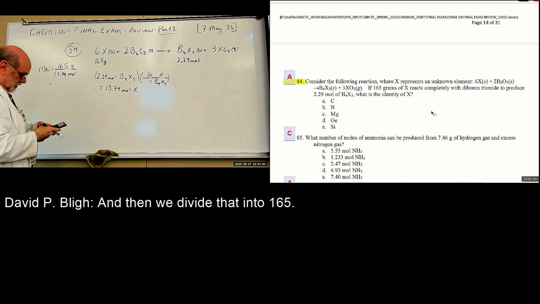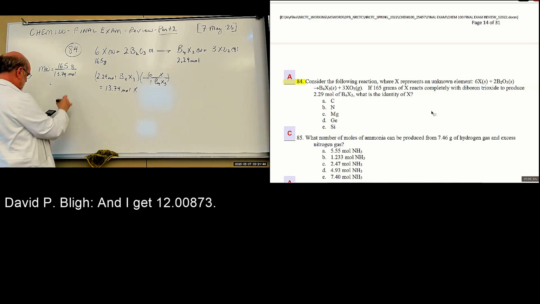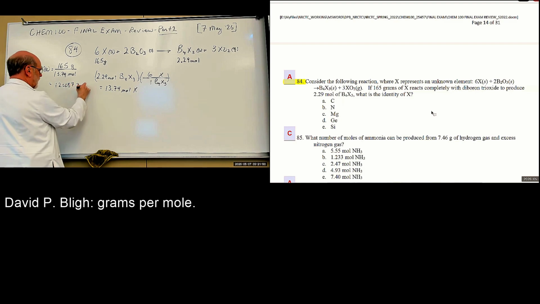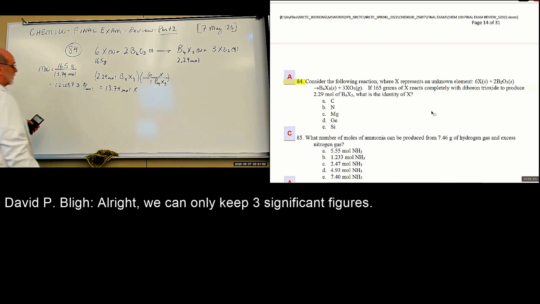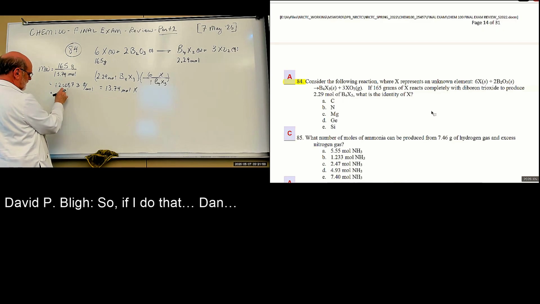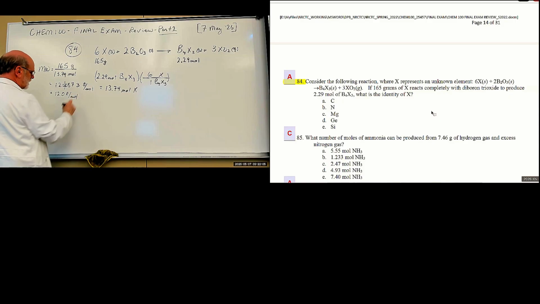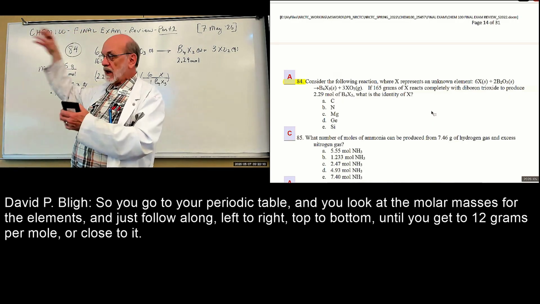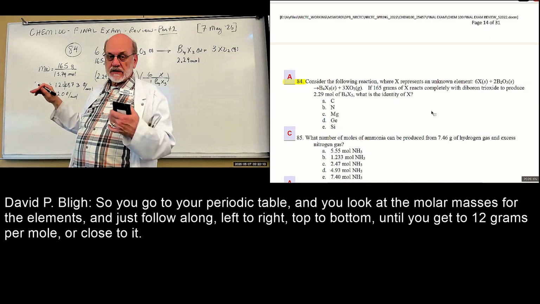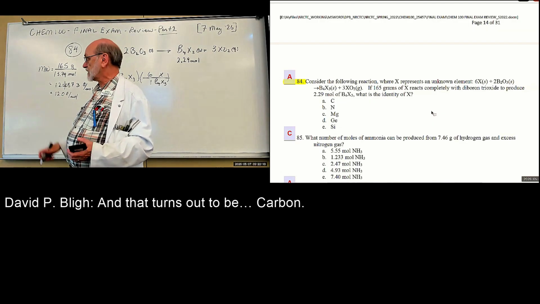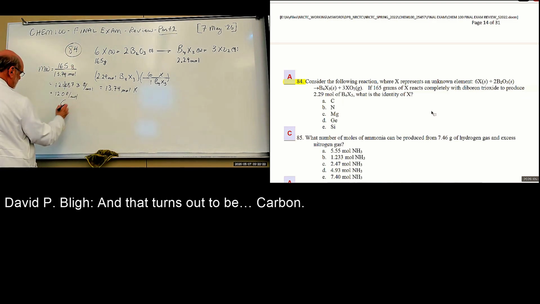And then we divide that into 165. And I get 12.00873 grams per mole. All right, we can only keep 3 significant figures, so if I do that, then we have 12 grams per mole. So you go to your periodic table and you look at the molar masses for the elements and you just follow along left to right, top to bottom, until you get to 12 grams per mole or close to it. And that turns out to be carbon.